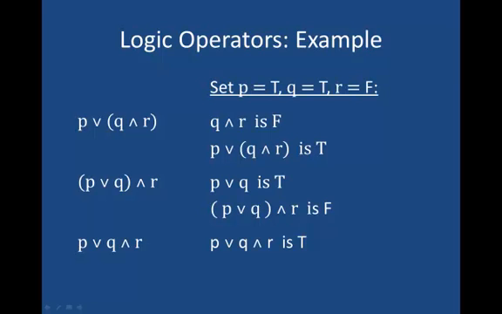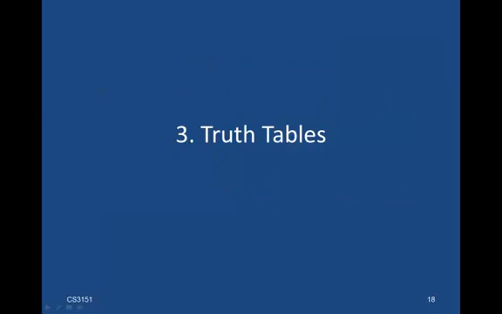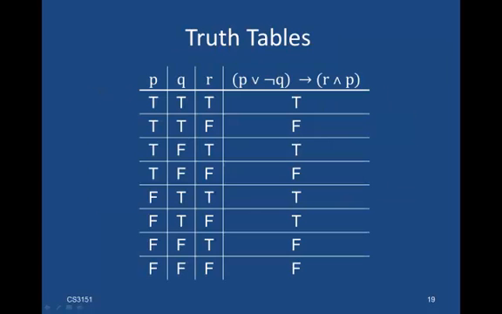The negation operation has highest precedence among the logic operators. Then come the conjunction, the disjunction, the implication, and the equivalence operator has lowest precedence. A truth table lists all the truth values a proposition has for the different assignments of truth values to its underlying logic variables.